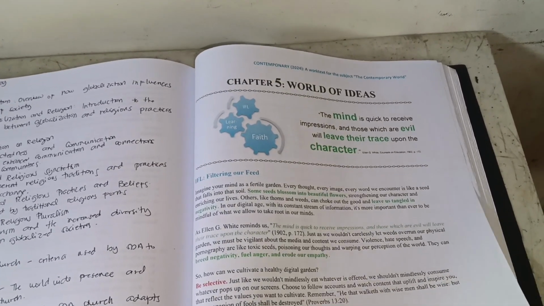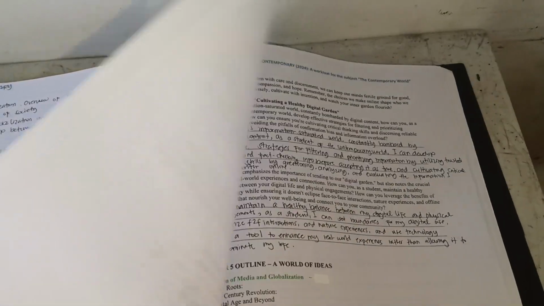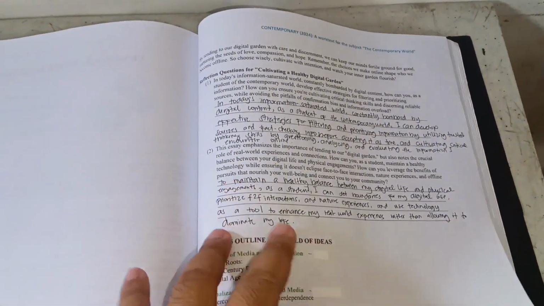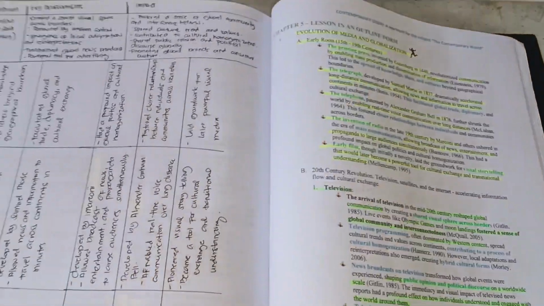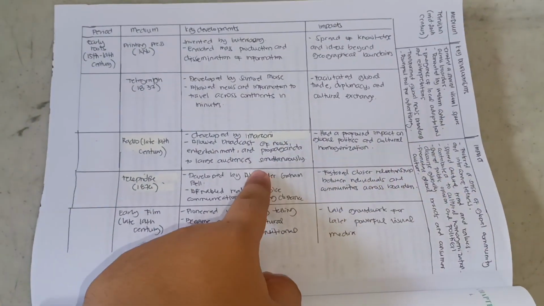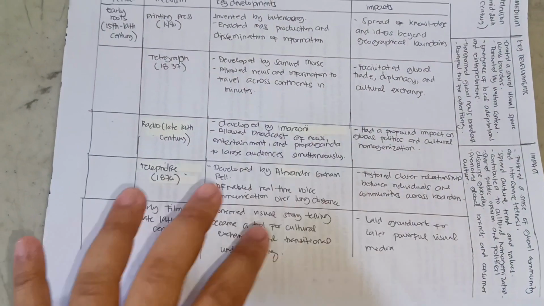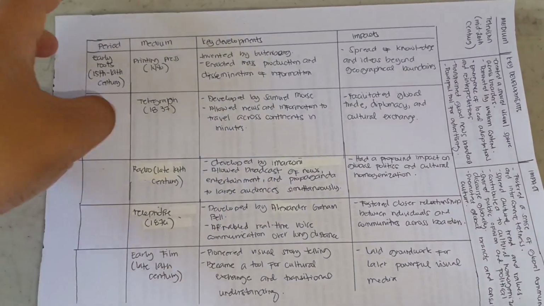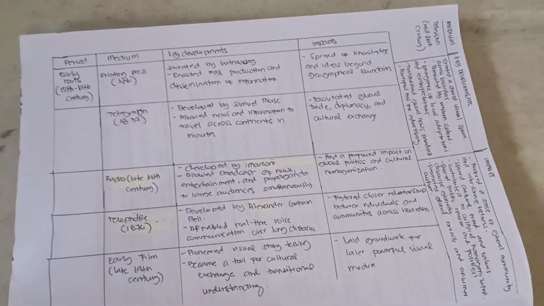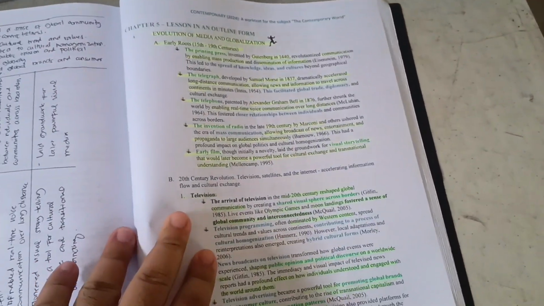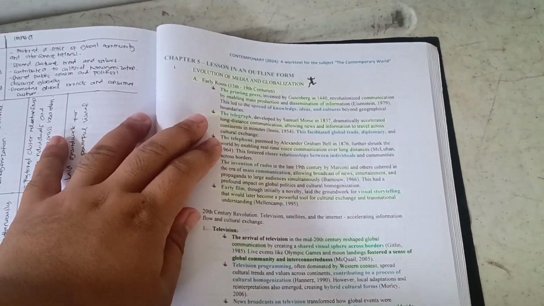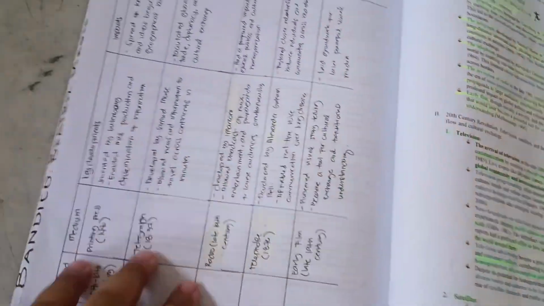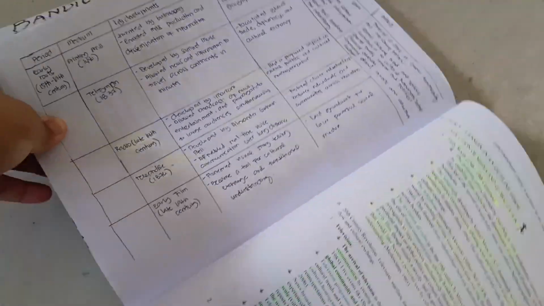Now we're here in Chapter 5, world of ideas. There are reflection questions that I have answered, and I made a table. These are two tables actually, so this is the first table and the second table. As you can see, there are four erasures, but in general, it was made as a table because this part was really interesting, the evolution of media and globalization. I had to make a table for it so I can understand it and read it more clearly when I review this part.